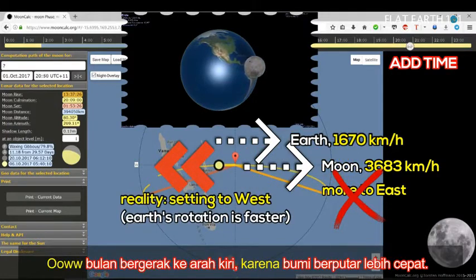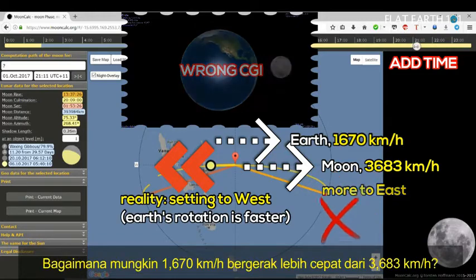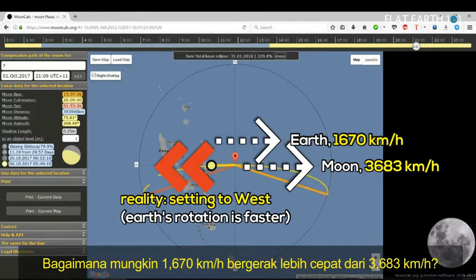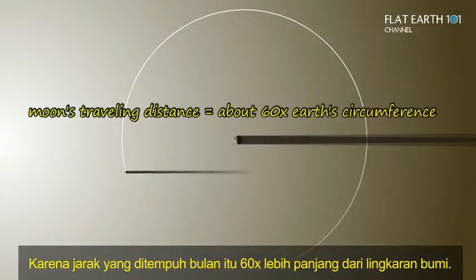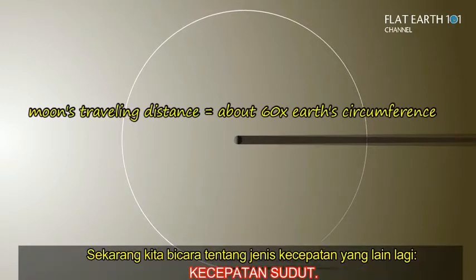Ooh, the moon is going to your left because the Earth is rotating faster. How come 1,670 kilometers per hour travels faster than 3,683 kilometers per hour? It's because the distance traveled by the moon is 60 times longer than Earth's circumference. Now we're talking about the other kind of speed, the angular speed.